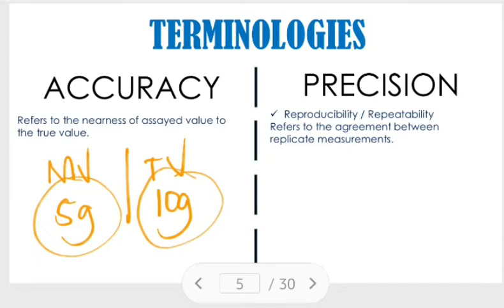So in short, precision indicates how close the single values are to one another and is expressed by the standard deviation. The smaller the standard deviation, the more precise the values are.